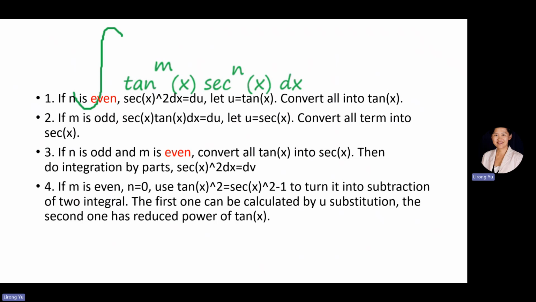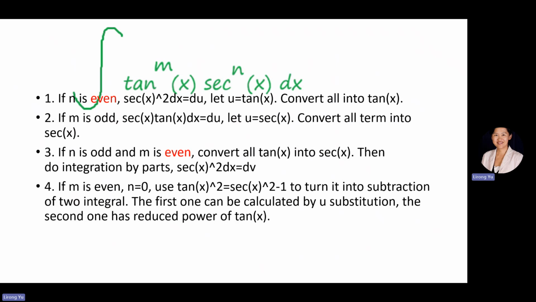Number one, secant square is the derivative of tangent. So if you integrate secant square dx, the antiderivative is tangent. So secant square is integrated by itself. That means if you have an even power n, so secant to the nth power of x, if n is even, we already have an option for a substitution method. That is, you make u equal to tangent, so then du will be secant squared. If n is even, you have a natural way to do a substitution method.